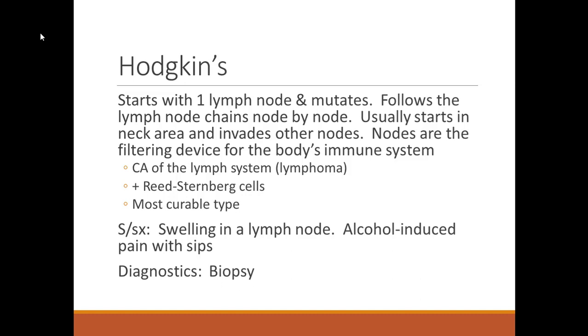All right, Hodgkin's lymphoma starts with one lymph node and it mutates. It goes lymph node chains node by node. So remember lymph nodes, they filter everything. So once it's in one, it'll travel to the next one. Generally, these are started in the cervical or the neck area, and then will go to the other nodes. Because the body is using the lymph nodes to filter out all the crap. Sometimes the crap gets stuck in them and causes cancer in the lymph system. It's lymphoma.